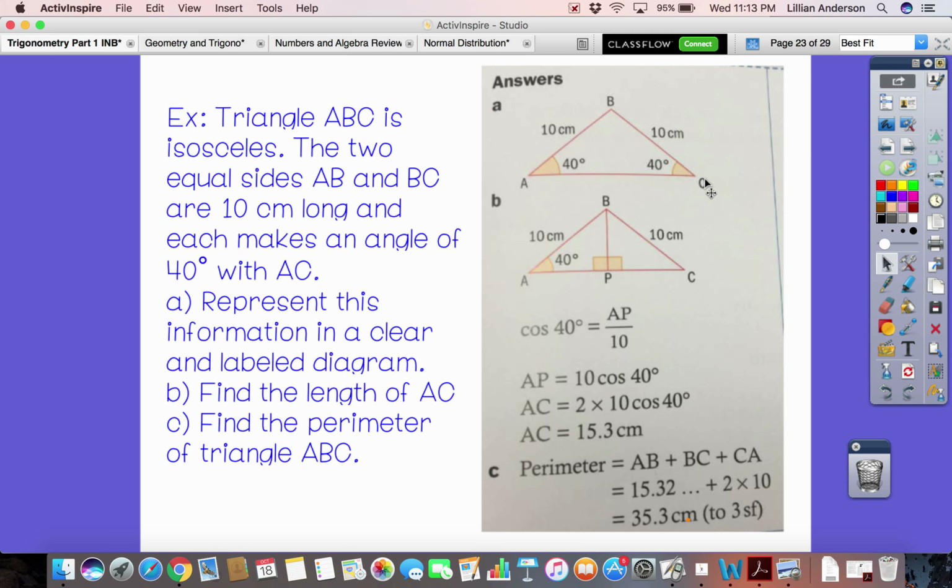Now from there, you can find the length of AC by dropping down a perpendicular that creates 90-degree angles here.